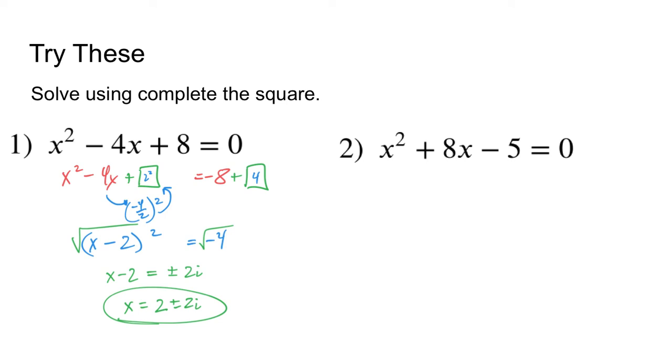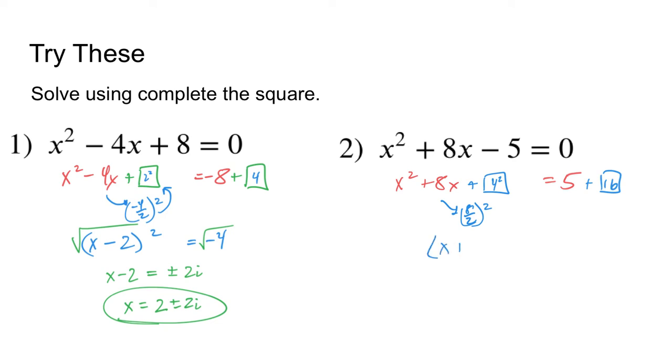Number 2. What am I going to do? Of course, I'm going to move that 5 to the other side. I'm going to say, what can I add to both sides? What's in the box? What goes in that box? And it's the 8 divided by 2 squared. 8 divided by 2 is 4. So I'll put 4 squared on both sides.